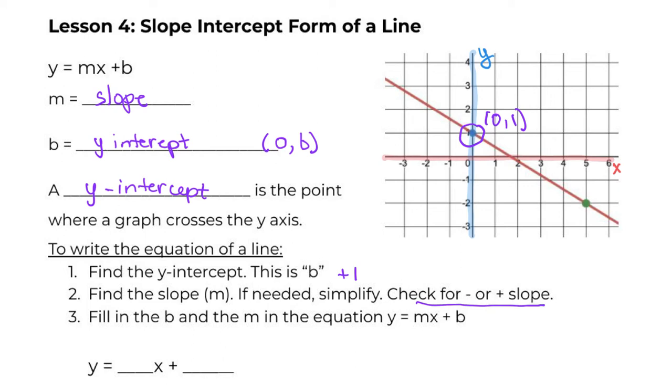So for this graph right here, you can see that we are falling. As I go from left to right, it's going down. So I know that my slope is going to be negative. I can put that in my equation right away to make sure that I don't forget to do that.